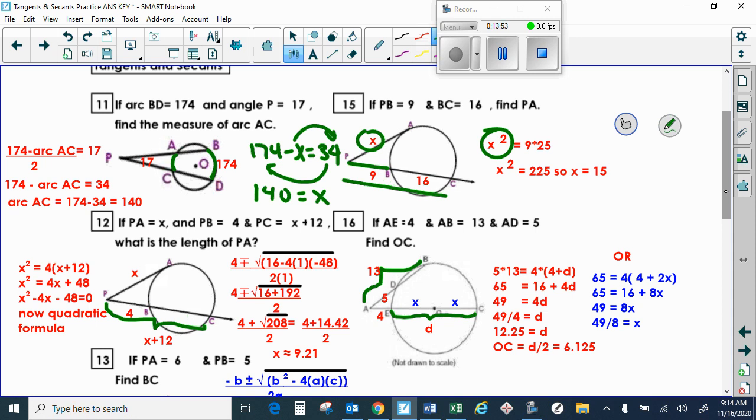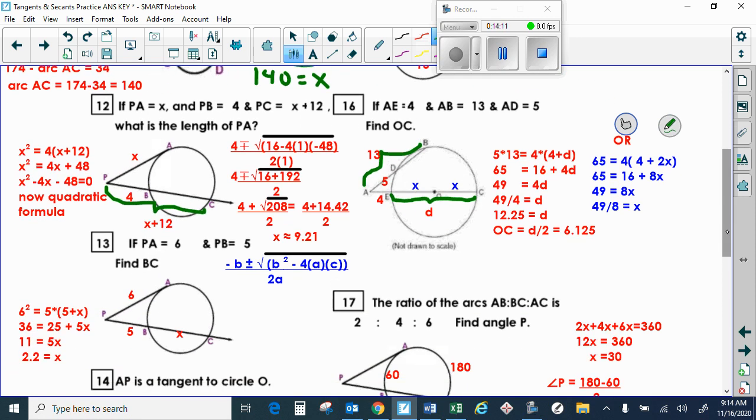So 9 times 25. Okay, I can multiply that out, or I could have taken the square root of both of those. 3 times 5 is 15 also. I would have taken the square root of both of those right away. Okay. Number 12 now. Again, we have a tangent and a secant, more practice. The tangent is always squared. That's why you have x squared. The secant is the outside 4 times the whole.